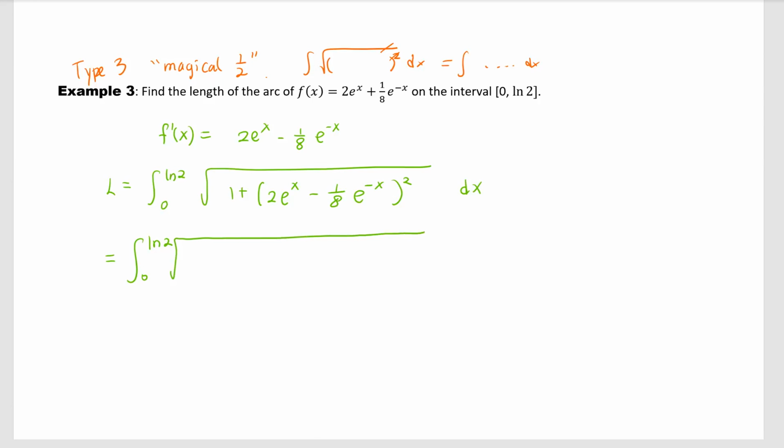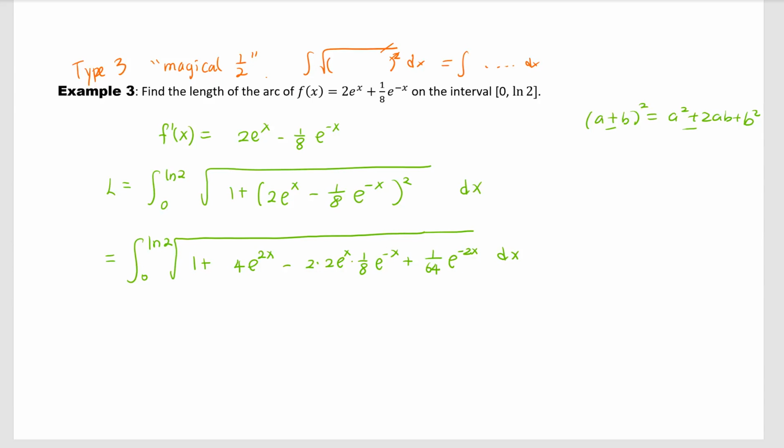Alright, let's continue. So to complete the square, keep this in mind: a plus b squared is a squared plus 2ab plus b squared. For a minus b, you just change the middle term to be minus. Okay, so this is 4 e to the x squared, which is e to the 2x, minus 2 times 2e to the x times 1 over 8 e to the minus x, plus 1 over 8 times 8, 64, e to the minus x squared, which is e to the minus 2x.